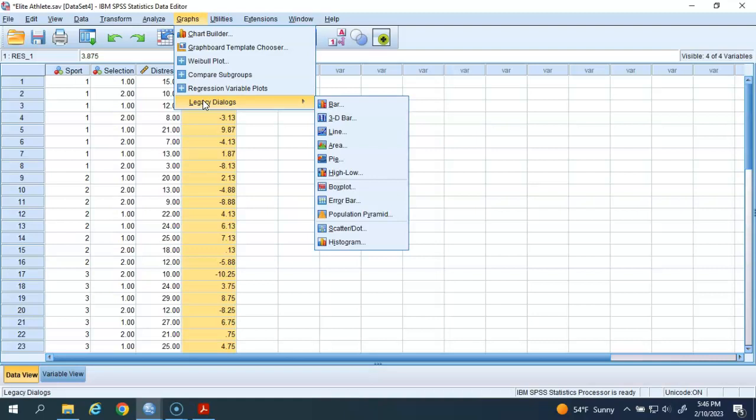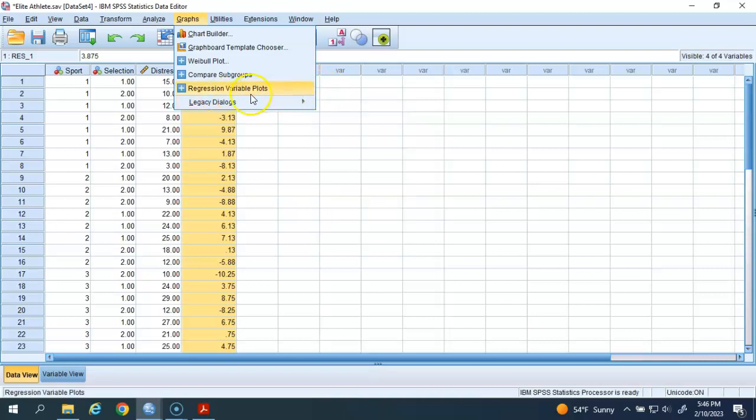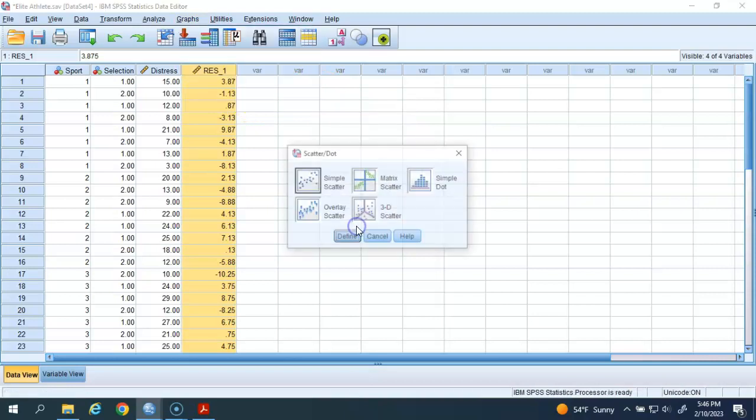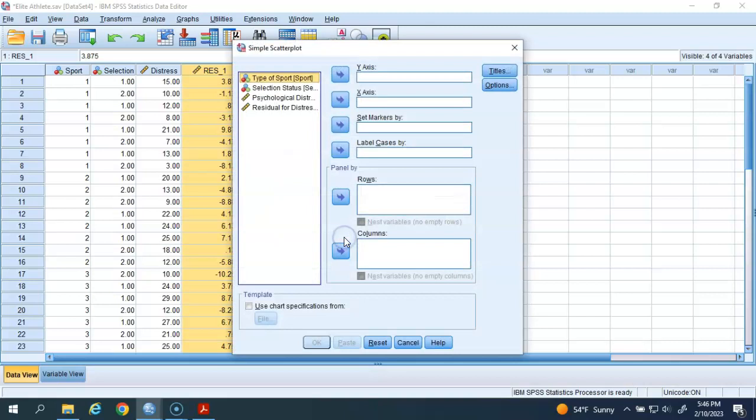So for example, we might want to do an analysis here. I'll go to Legacy. We're going to go to a simple scatter plot here. Let's select simple scatter plot. And on the y-axis, we're going to put our residual here. And on the x-axis, we'll put type of sport.